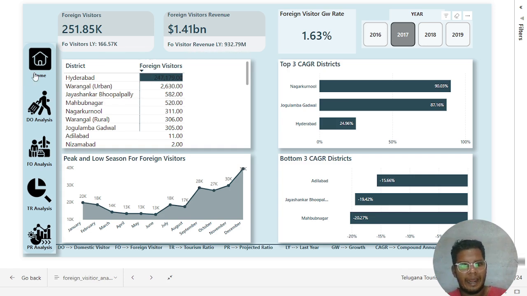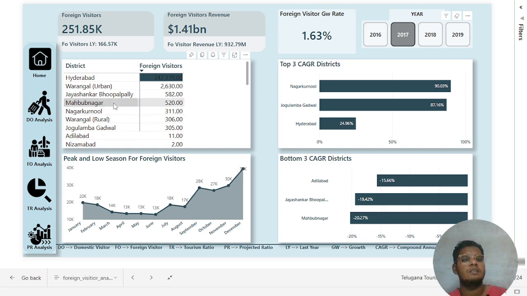Most of the people visited Hyderabad. Why Hyderabad? There are a lot of famous places, and it's a very high-tech city. And then here it's Charminar. There are a lot of places there. I already explained in the previous dashboard. I hope you get it.